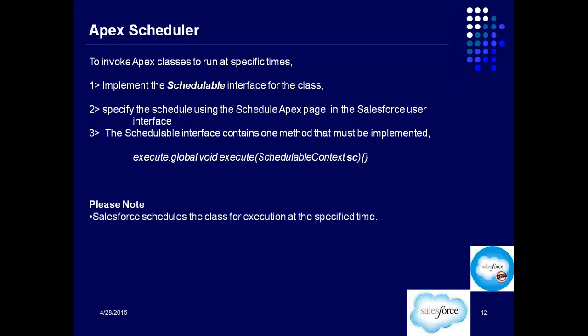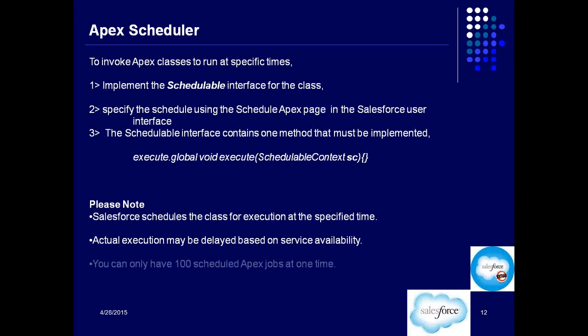Please note Salesforce schedules the class for execution at the specified time. So whatever time you have specified, the code will get executed at that time. Actual execution may be delayed based on service availability. Though you define a specified time, if your resources are not available, then your action can get delayed because this is all asynchronous. If you have defined Friday 9 p.m., it does not mean that it will run exactly at 9 p.m. Sometimes if your resources are not available at that point of time, it might get delayed a bit. But overall, it will get executed. You can only have 100 scheduled Apex jobs at one time. At any given point of time, you cannot have more than 100 scheduled Apex jobs, which is a good number actually.